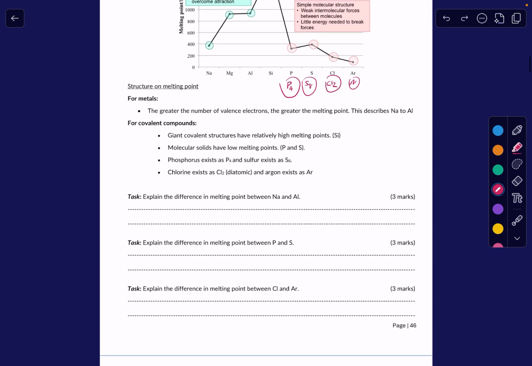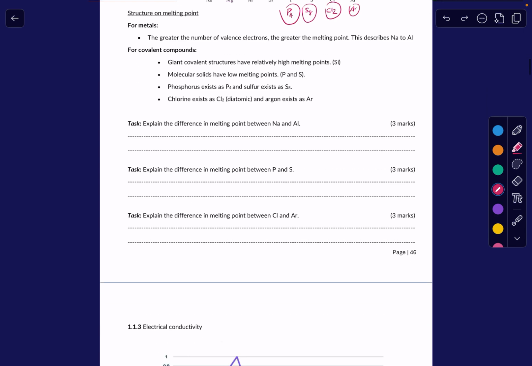Next question, explain the difference in melting points between phosphorus and sulfur. Simple covalent molecules. What's the only thing that's keeping those things together? Why is one greater than the other? And then lastly, explain the difference in melting point between chlorine and argon. What's the only thing keeping those together? And that's all I've got for you for that bit.